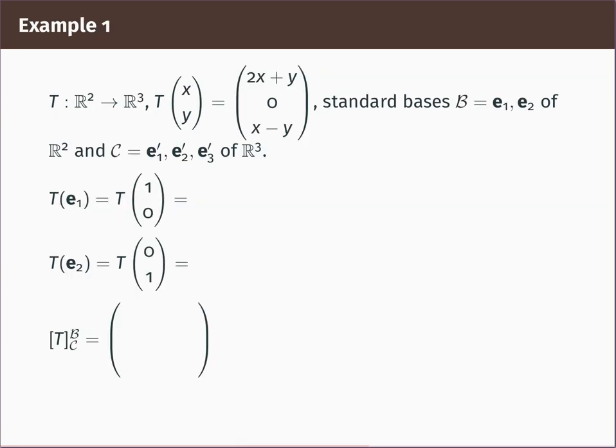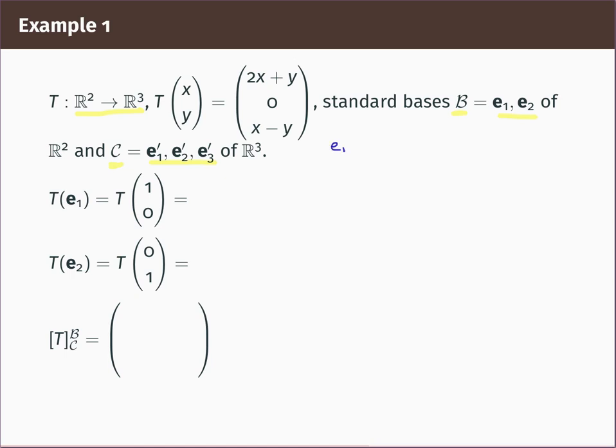So let's see an example of doing this. We've met this linear map before. It goes from R squared to R cubed, and the rule for this linear map was that T of a vector (x, y) was equal to (2x + y, 0, x - y). If we wish to work out a matrix for this linear map, we have to choose bases for the domain and the codomain, so we'll choose the standard bases in both cases. So we'll use the standard basis B of R squared and the standard basis C of R cubed. And I'm going to put some primes on here, so these just mean the standard basis vectors.